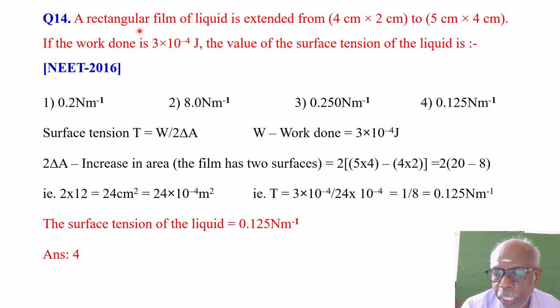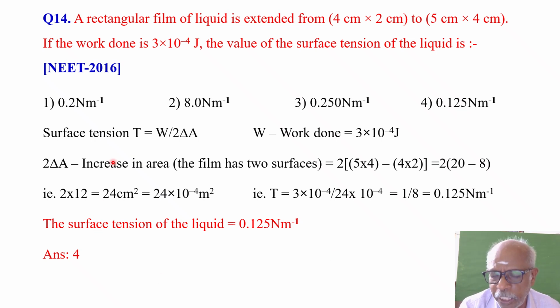The question is: a rectangular film of liquid is extended from 4 centimeter into 2 centimeter to 5 centimeter into 4 centimeter. If the work done is 3 into 10 power minus 4 joule, the value of the surface tension of the liquid is how much? We are given 4 options: 0.2 Newton per meter, 8 Newton per meter, 0.250 Newton per meter, or 0.125 Newton per meter. How to solve this problem, sir?